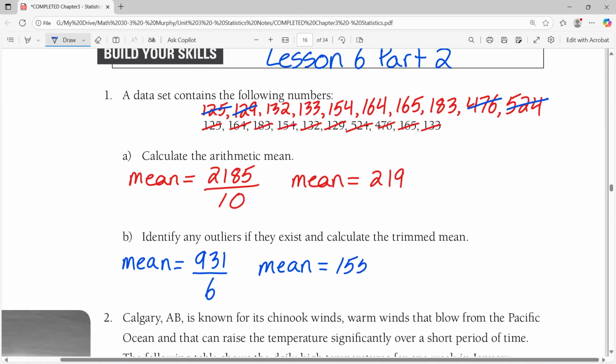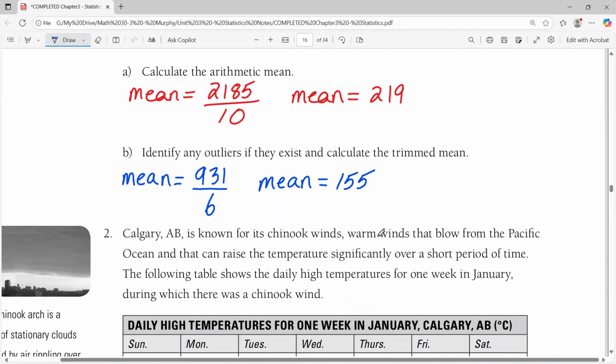That is a way better mean that represents these numbers. Our mean here is 219. That would put us way up here. Okay, 155 puts us right in the middle, and that's what we want.